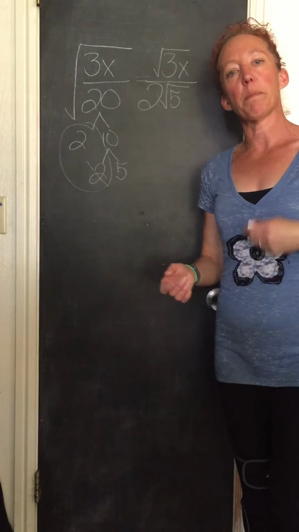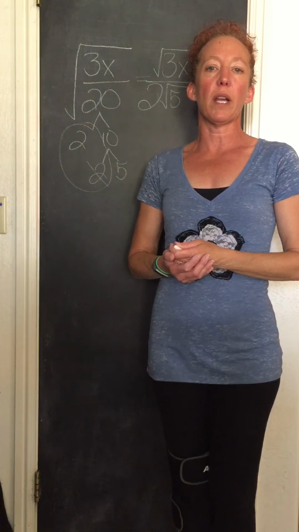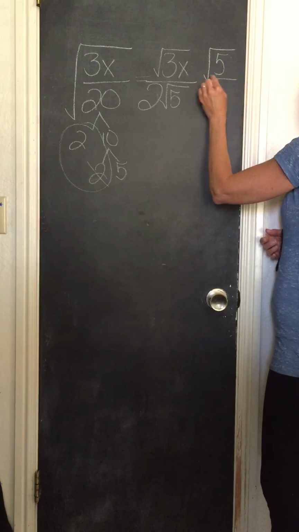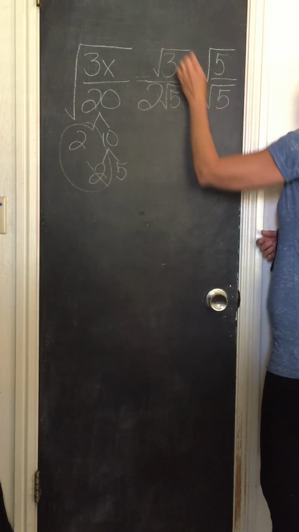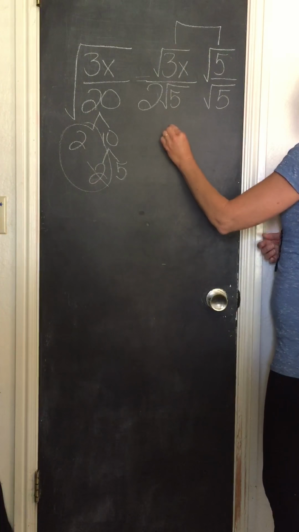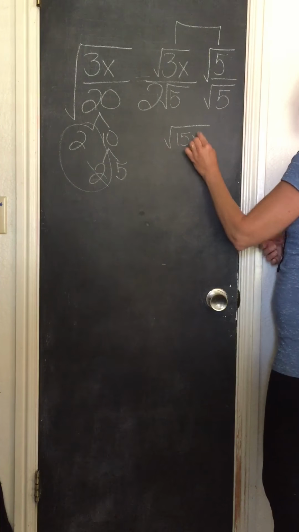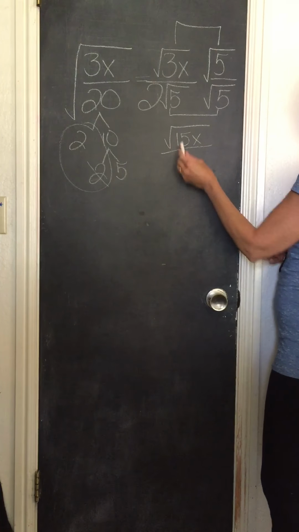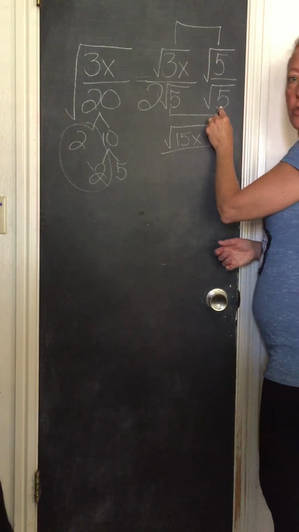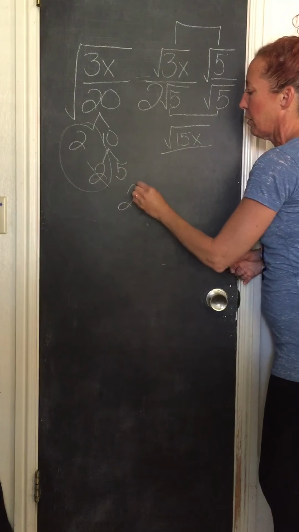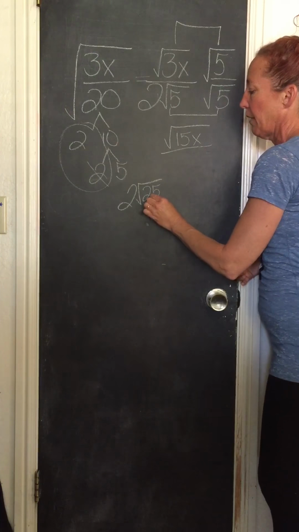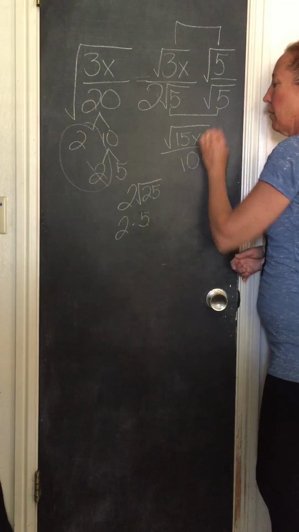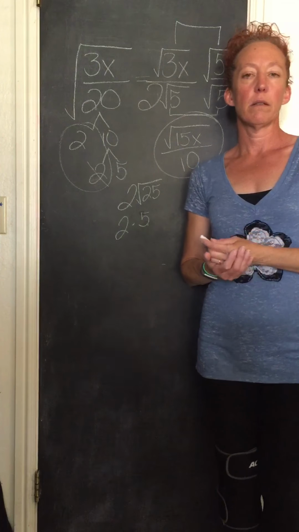And now, instead of multiplying by a number as big as radical 20, we only need to multiply the top and bottom by the square root of 5. So multiply here, we get radical 15x. Multiply here, we get, where should I put that? 5 times 5 is 25, so we're going to have 2 times the square root of 25, which is 2 times 5, which is 10.